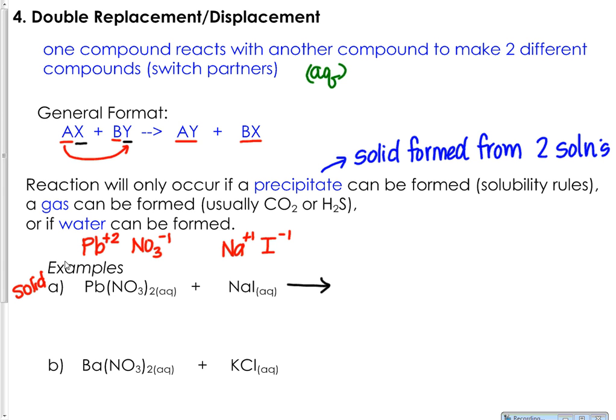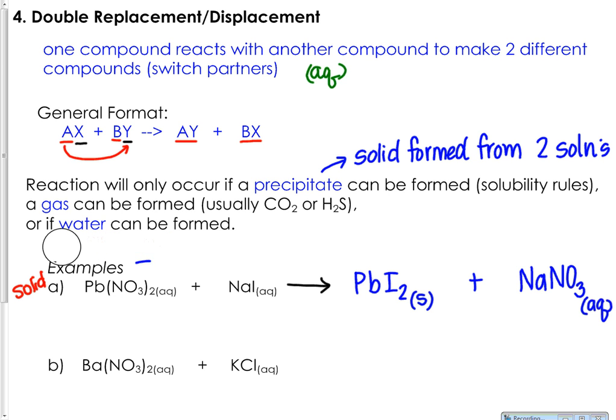So Pb is going to pair now with I. Pb is a +2 and I is a -1, so I should get PbI2. And if you remember, when we looked up our solubility rules, we saw that that would be a solid. The other pairing would be Na with a +1 and NO3 with a -1. Remember, positives always get written first, so we have NaNO3, and according to our solubility rules, that was going to be soluble or aqueous. So we'll put that subscript aq by that.